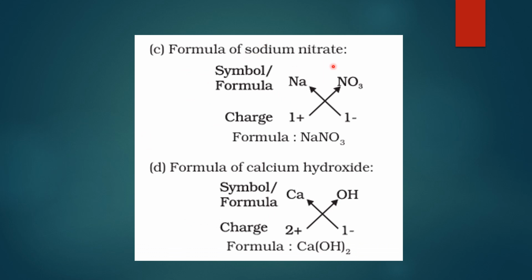Next is sodium nitrate. Sodium is Na, nitrate is NO3 minus. Okay, so 1 charge is there, we cross them, NaNO3. Calcium hydroxide, we write calcium Ca. Hydroxide is OH minus. So this is 1 charge. Calcium is basically Ca2 plus. So we cross them, we get Ca(OH) whole twice. Just remember this, इसमें OH के around you have to put brackets क्योंकि ये common है, ये 2 पूरा hydroxide ion के लिए है, right?